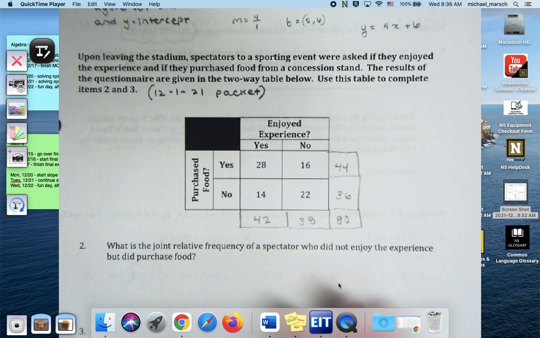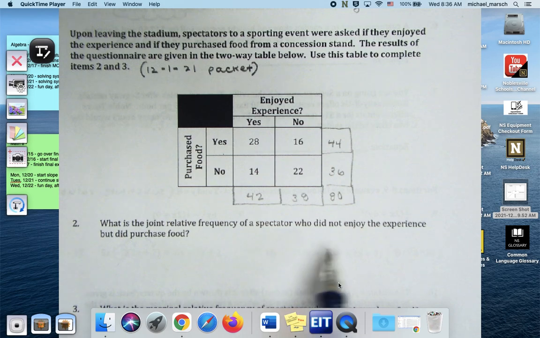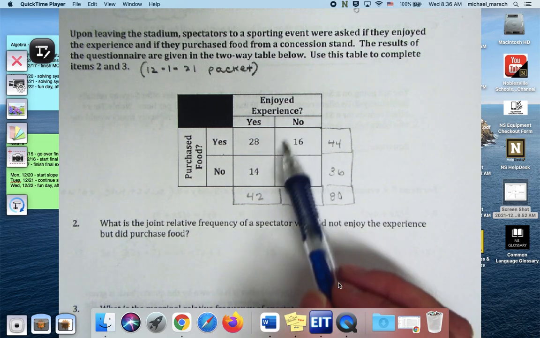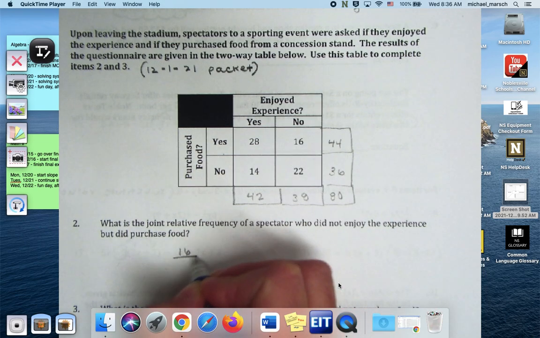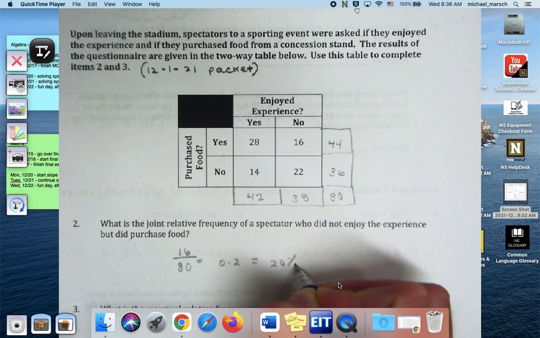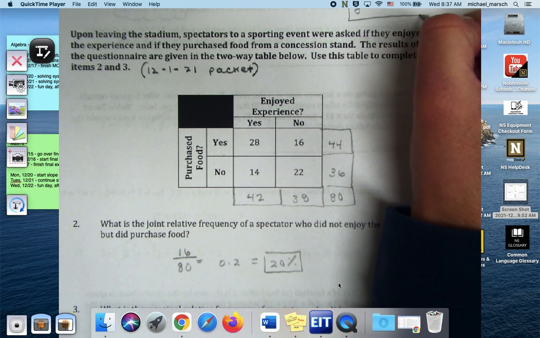Now I can answer these questions. The joint relative frequency of a spectator who did not enjoy the experience but did purchase food. So not enjoyed the experience, did purchase the food, that's this one, 16, out of the total 80, which simplifies to 0.2, which then would be 20%. Box around this one too.